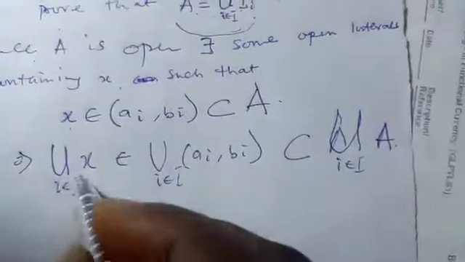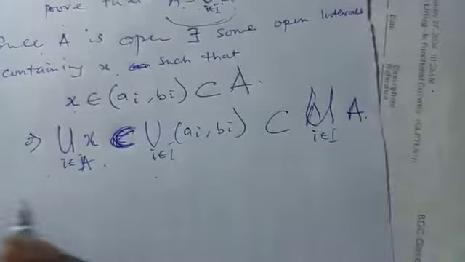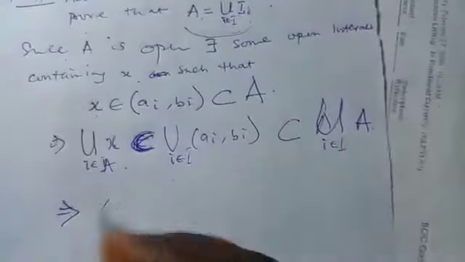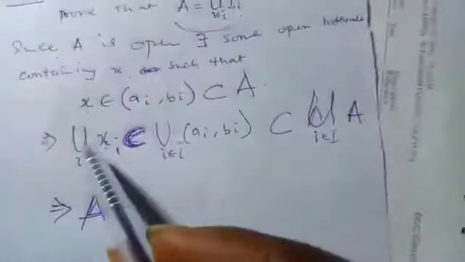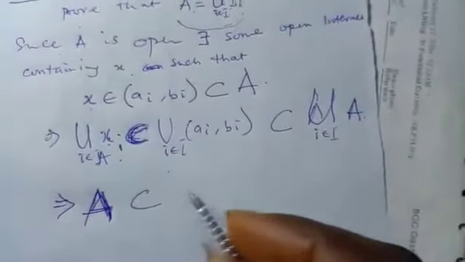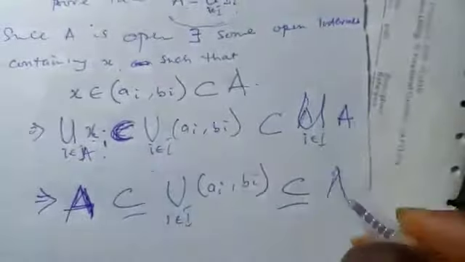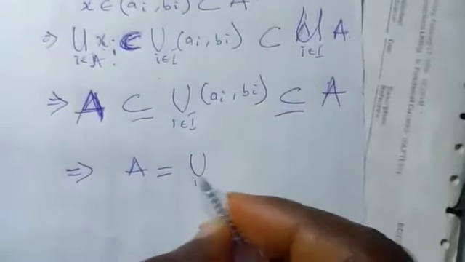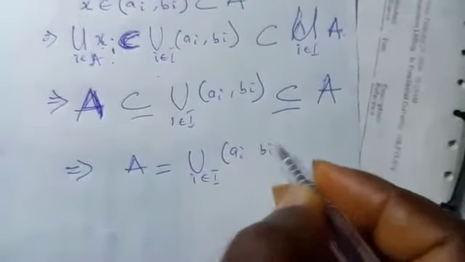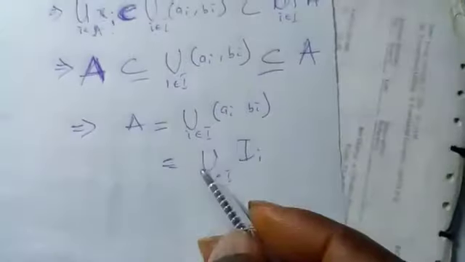So this is A. But since I put the union here, it is no more an element. It has become a set. So in that case, we are going to use subset instead of this. The union of all these elements will become set A. This x_i, I will now write as I, because it is the union of all of them. They will become A. So A is a subset of this union, and the union is a subset of A by set theory. Whenever we have these two, it simply means that A is equal to the union of all the intervals. So we have shown that if A is open, then it is equal to the union of all the open intervals in it.